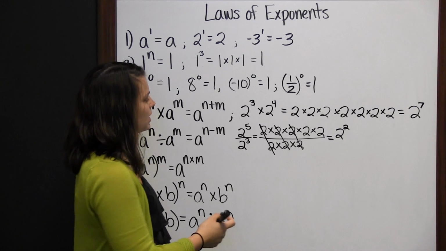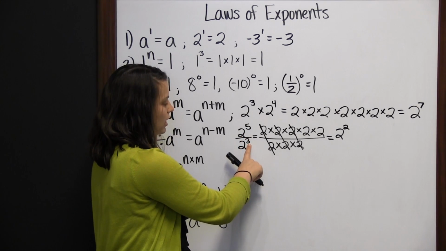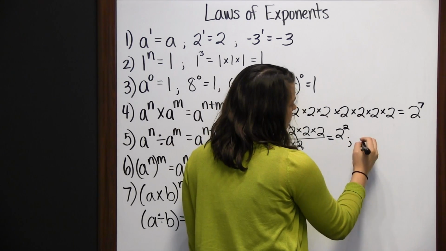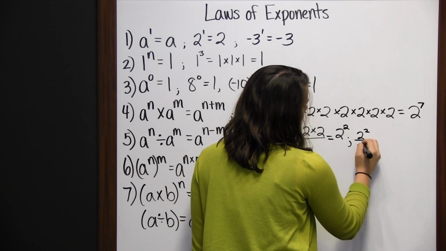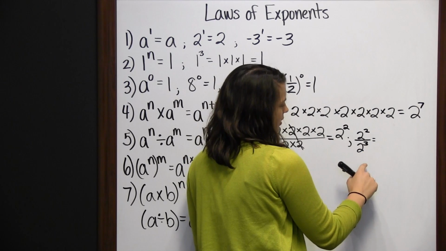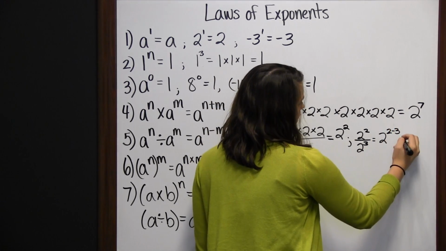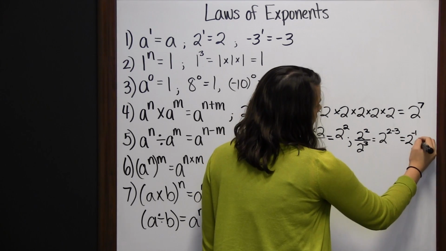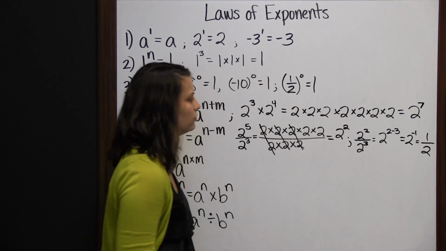It also works if the exponent on your denominator is larger. Let's look at one of those. So that'd be like 2 squared divided by 2 cubed. So you still subtract your exponents, so it's 2 to the 2 minus 3, which is 2 to the negative 1. And then you would simplify that by bringing this to your denominator, 1/2.